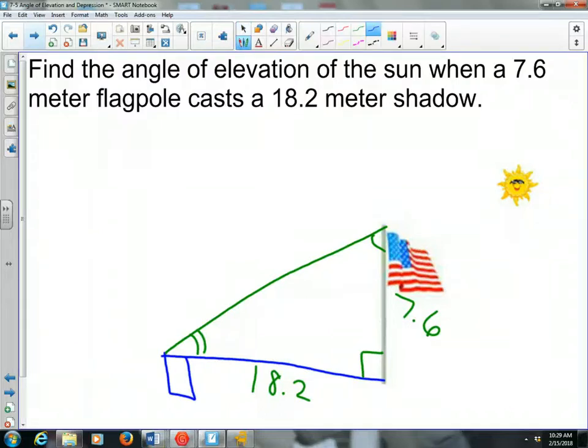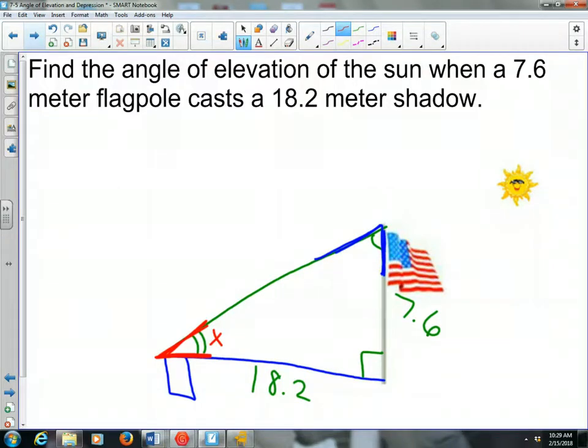So this angle is made with a vertical line and the hypotenuse. And this angle is made with a horizontal line and the hypotenuse. So this is going to be the angle that we want to find. That's the angle of elevation. We'll call that x. It's always made with a horizontal line.